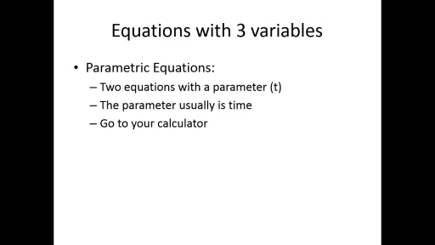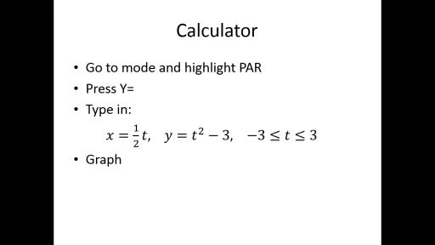Now, if you go and push y equals, you'll see you have a completely different setup. It says x1 t is equal to, y1 t is equal to. And so when we do these, we have 2 separate equations and we have a new variable. And what we're trying to do here is find what our x and y is. Our x is changing over the course of time and our y is changing over the course of time.